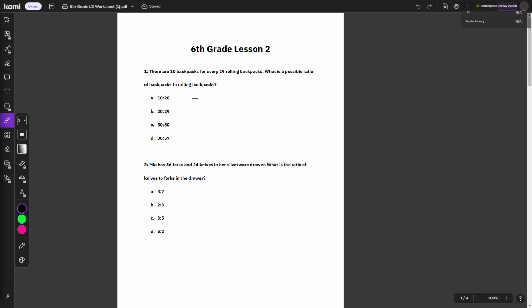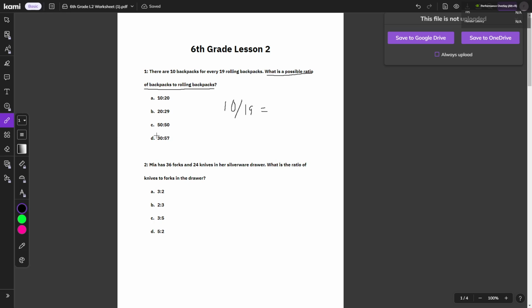There are 10 backpacks for every 19 rolling backpacks. What is a possible ratio of backpacks to rolling backpacks? As we know, ratios are just basically like factors. 10 divided by 19 has to equal what we think of as a possible ratio.